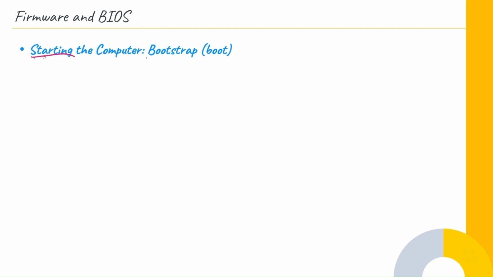When you're starting the computer, there's a process called the bootstrap process. This is also known just as boot, or booting the computer if you want to make a verb from it. Anyway, when you boot that computer, it goes through several steps. One of those would be the power on self-test. This is simply part of that roll call.